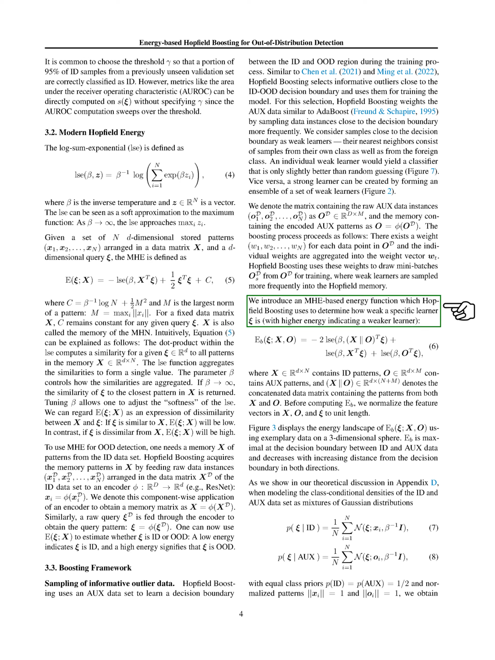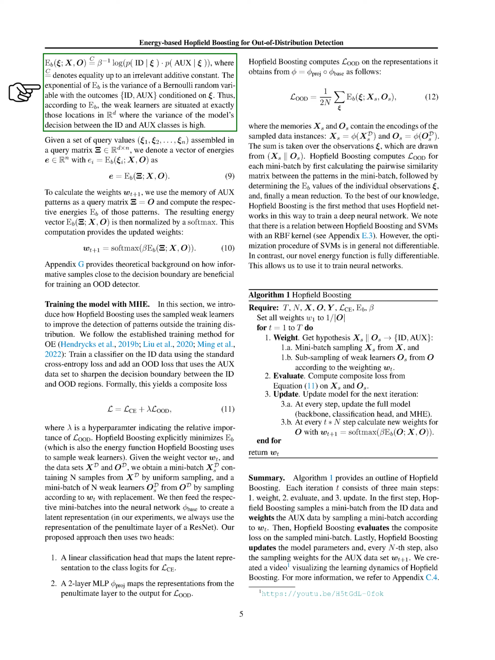Hopfield Boosting introduces an energy function based on minimum Hellinger distance, MHE, to evaluate the strength of a specific learner. This energy function helps identify locations in the data space where the model's decision between ID and aux classes is uncertain. To update the weights W_T+1, we use the aux patterns as queries and compute their energies. These energies are then normalized using a softmax function to obtain the updated weights.